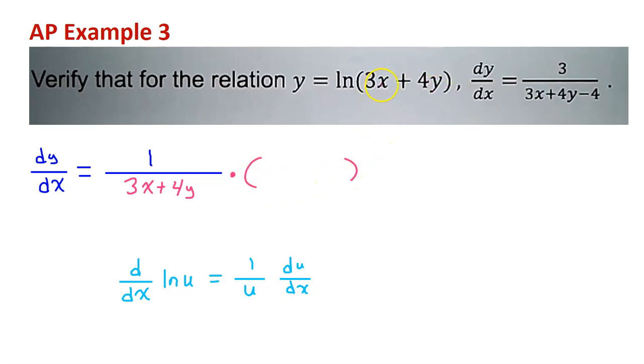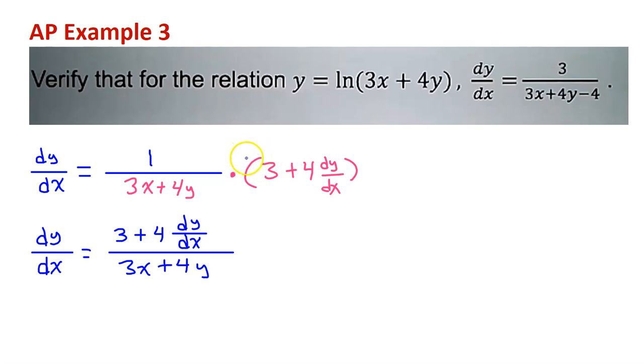The derivative of 3x with respect to x is 3. And the derivative of 4y, bring down the constant 4, but the derivative of y is dy/dx. Putting this expression in the numerator gives us this. Somehow I need to isolate the dy/dx, which means I need to get both of these dy/dx terms on one side of the equation with everything else on the other side.